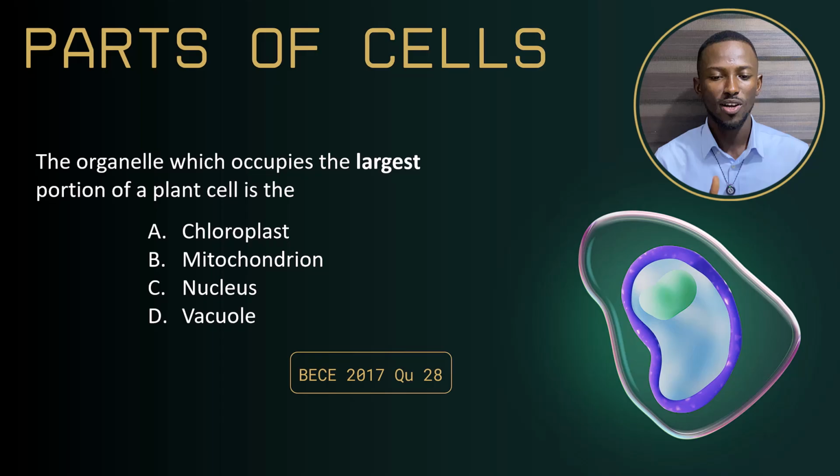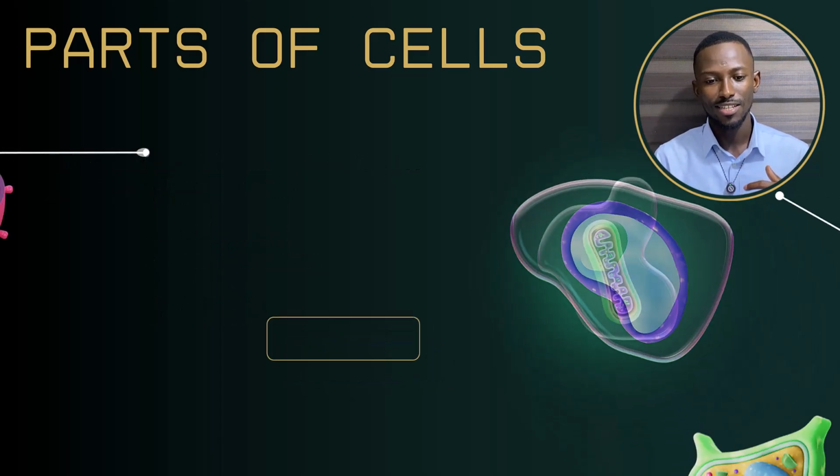The organelle which occupies the largest portion of a plant cell is the, what's the answer? The answer is definitely the vacuole, like we said earlier. So the vacuole occupies the largest portion of a plant cell. And in an animal cell, it is nowhere near. Because remember I said in animal cells, the vacuoles are small, tiny, temporary. Good. So that has been cleared for us.